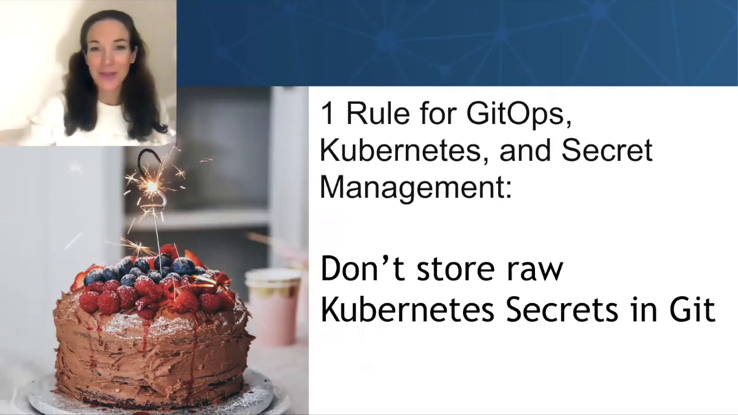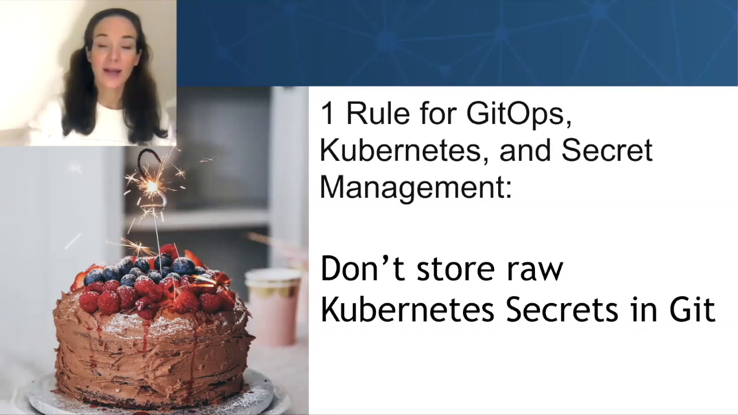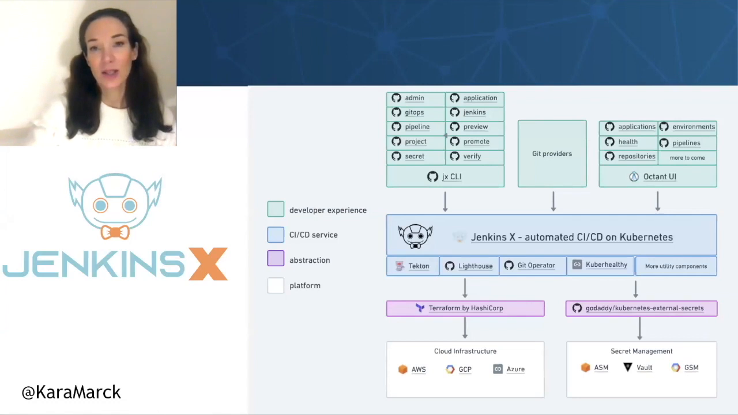But we're trying to do GitOps and have the entire state of our system in Git. So what do we do? Luckily, there are a number of potential solutions. They all come with trade-offs. But in this talk, what I'll be focusing on is how Jenkins X, as a CI/CD platform on Kubernetes, approaches secret management. So Jenkins X encourages the use of an external secret management system.